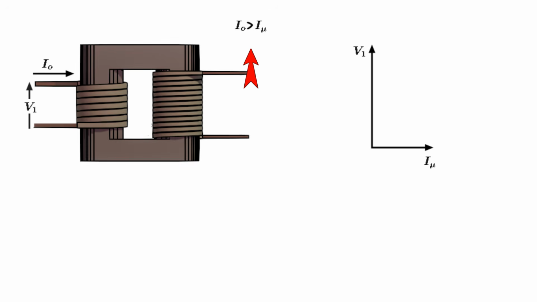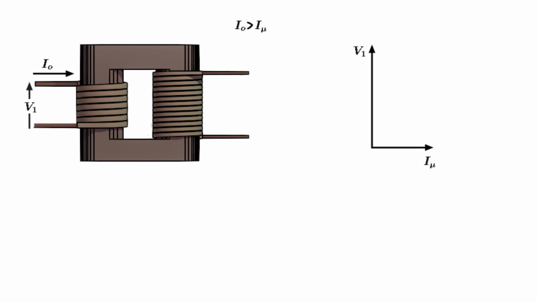Why is this current more? Because although the secondary is open, the primary still draws additional current from the supply to compensate for the core losses, such as hysteresis loss and eddy current loss. Due to this, there will be a wattage loss in the transformer. Let this wattage loss component of current be denoted as IW. The magnetizing current is denoted as Iμ.